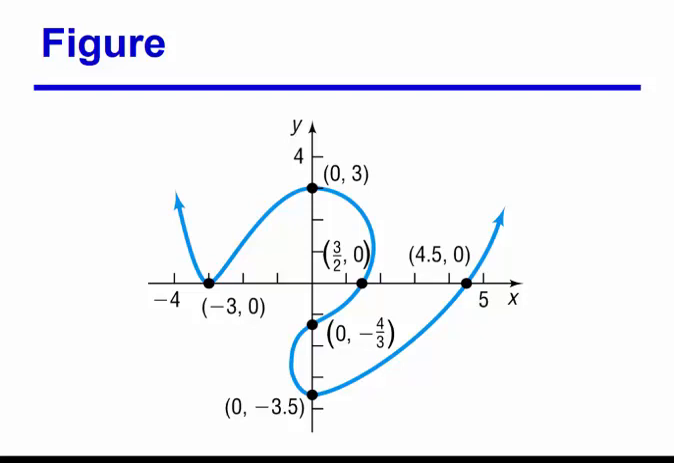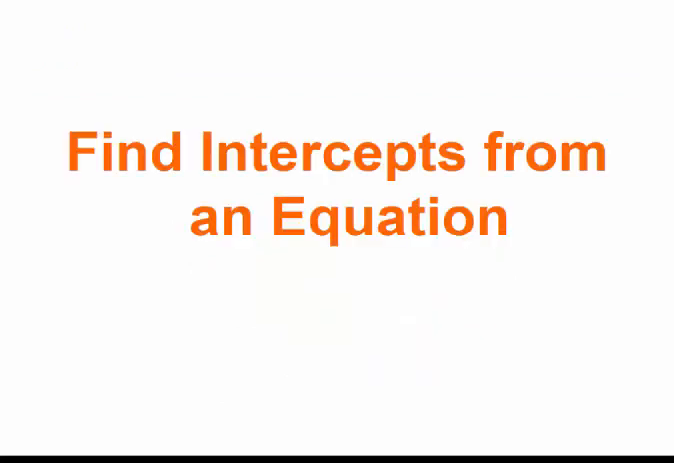So here are some examples, and I'm going to go from left to right. The first point, (negative 3, 0), is an x-intercept. Then we have (0, 3), that's a y-intercept. Then we also have (0, negative 4/3), so another y-intercept, and also (0, negative 3.5). And then we have (3/2, 0) and (4.5, 0). So if you have the graph of an equation, you can find the intercepts just by finding where it touches or crosses the x-axis or the y-axis.